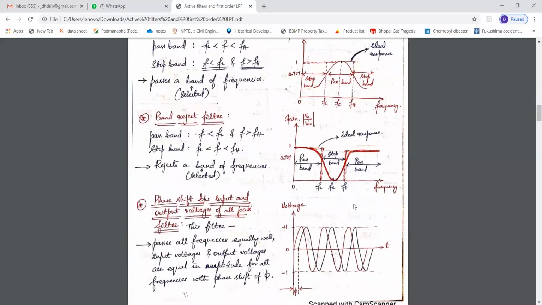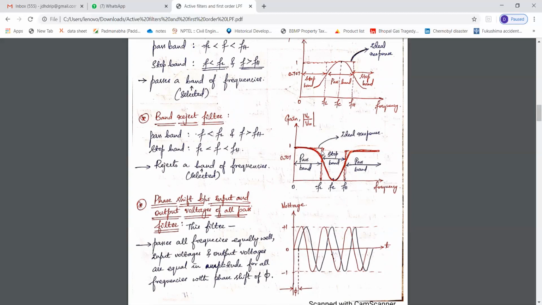So next we have band reject filter. So whenever we want to reject a selected band of frequencies, say from FL to FH, I want to reject those frequencies, I will use band reject filter. So here you can see frequencies from FL to FH are rejected, and frequencies below FL and beyond FH are passed. So here this region is called pass band. This also is called pass band because they are passed, and the frequencies in this range are attenuated. So this particular band is referred to as stop band.